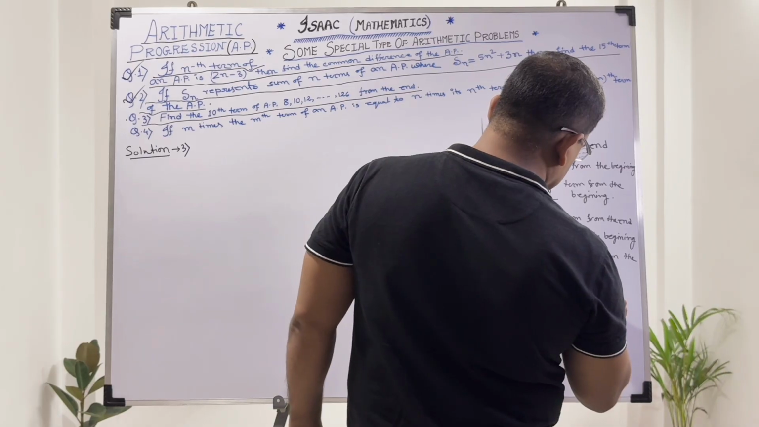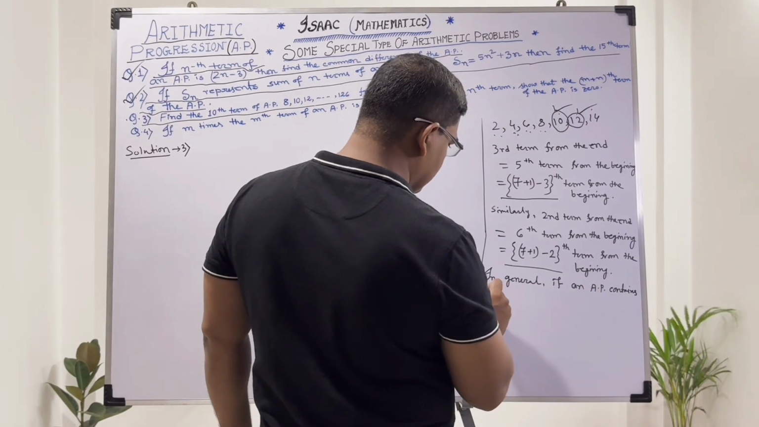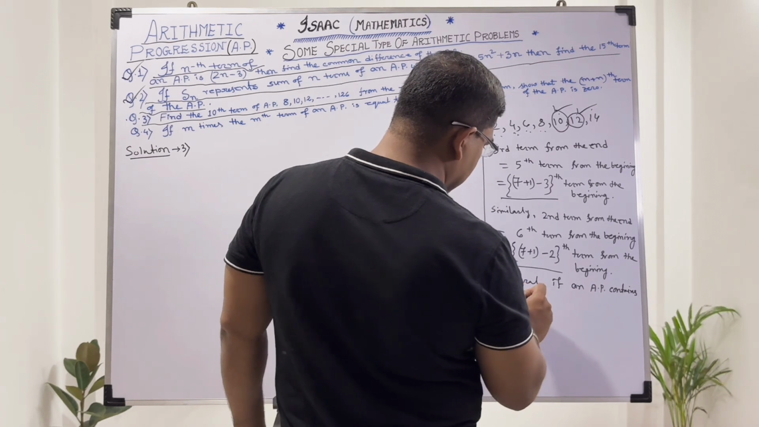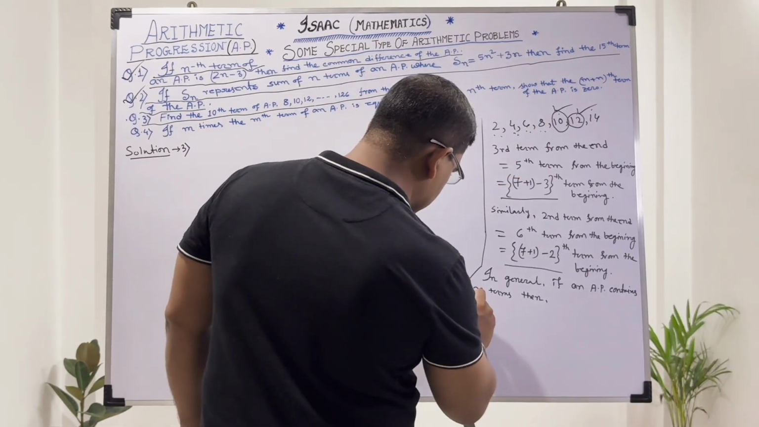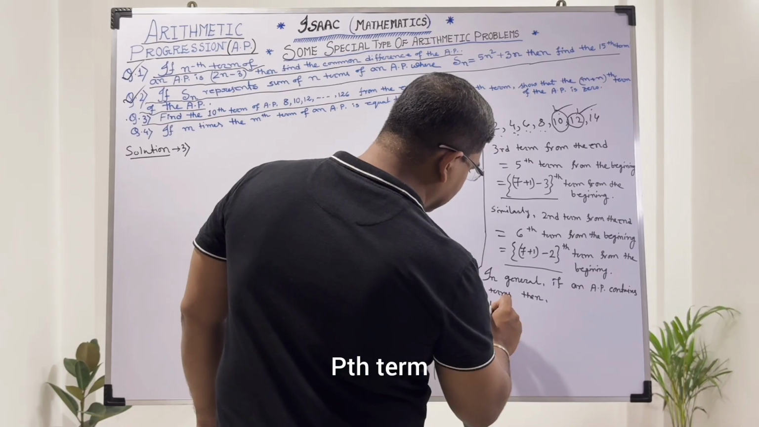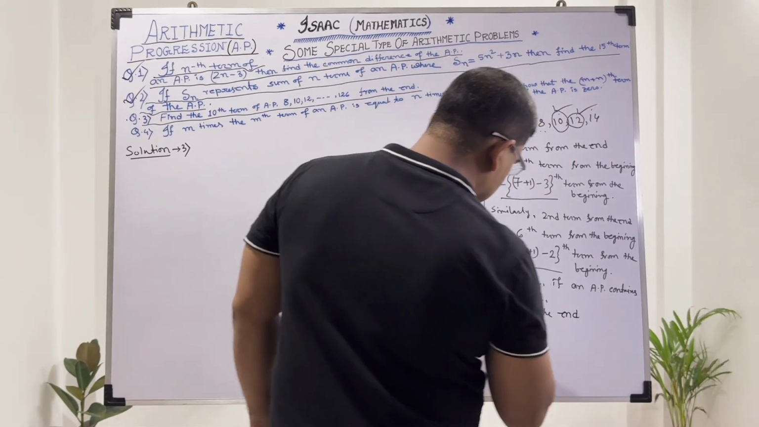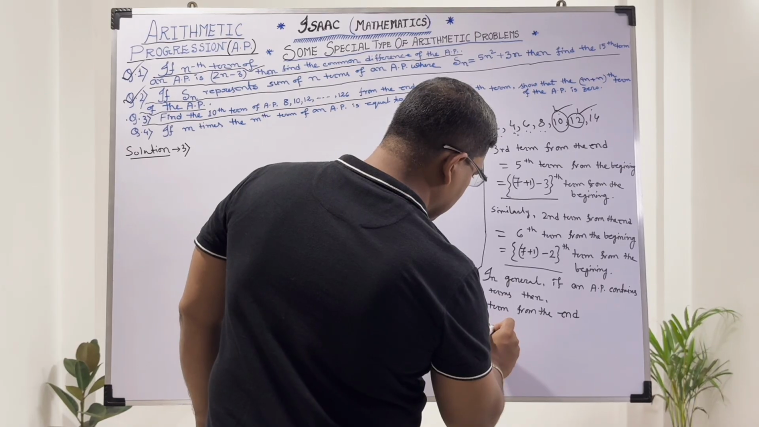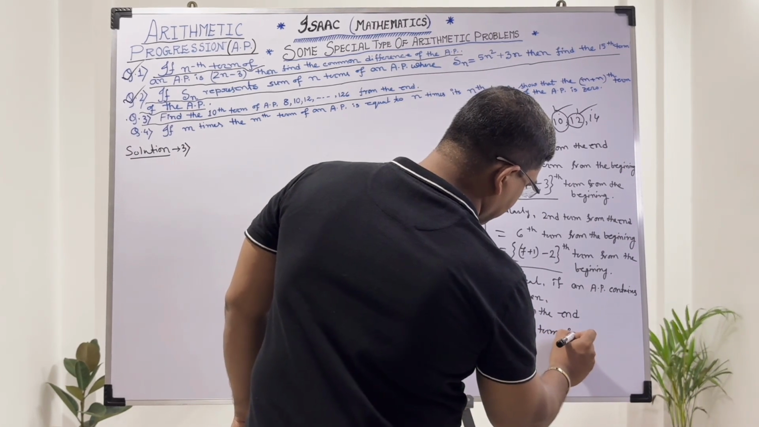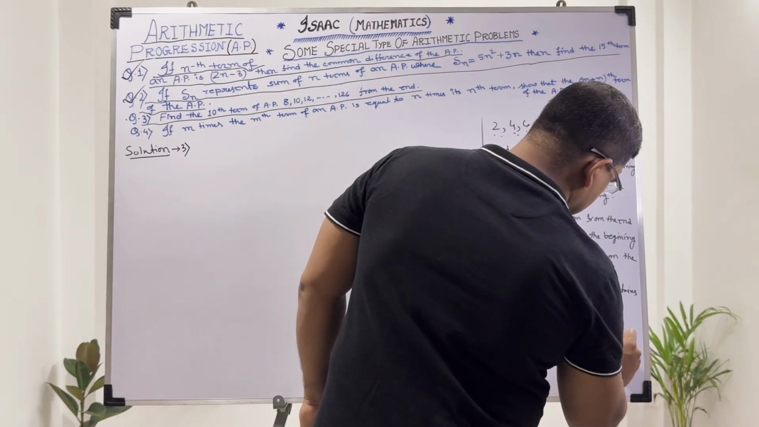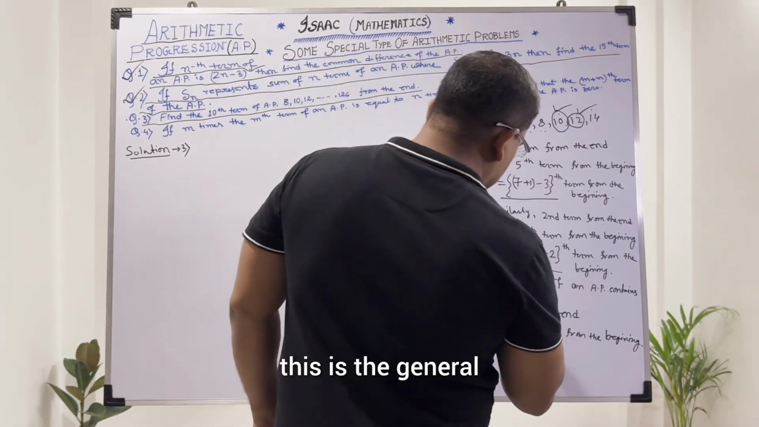If an AP contains n terms, then pth term from the end is equals to n plus 1 minus p th term from the beginning. Okay. So this is the general way.